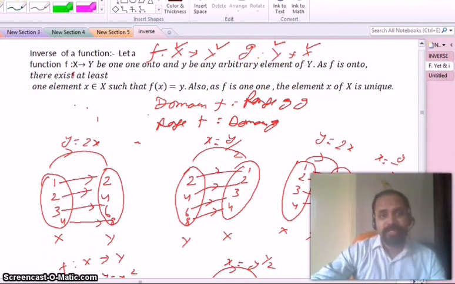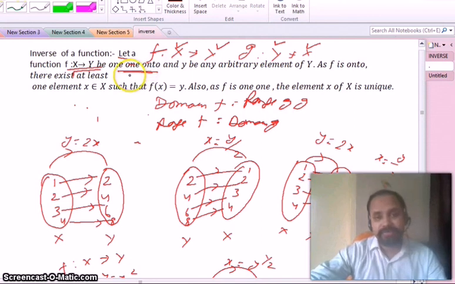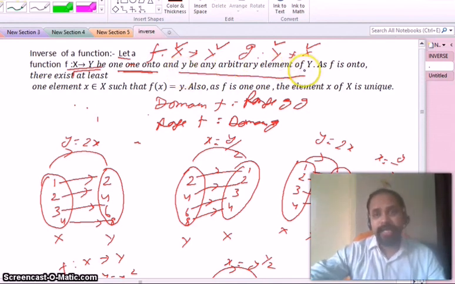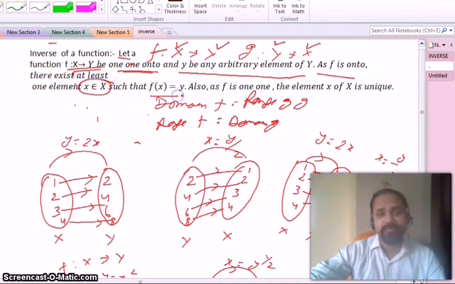So let us come on definition. Let a function f from X to Y be one-one and onto. The basic criteria of an invertible function is that the function must be one-one and onto, and let y be any arbitrary element of Y. Since f is onto, there exists at least one element in X such that f(x) equals y. Also, since f is one-one, the element x of capital X is unique.